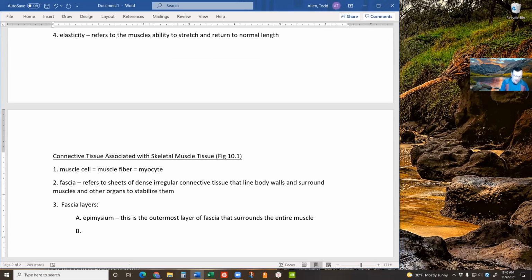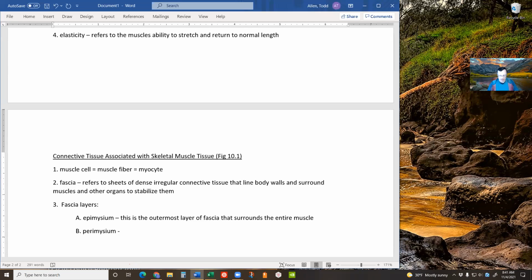Next, we have a deeper layer. This is the perimysium. Take a look. In terms of the words on the right side of figure 10.1, it is the fourth term down on the right. It's also the seventh term down on the right. Okay, so the perimysium.